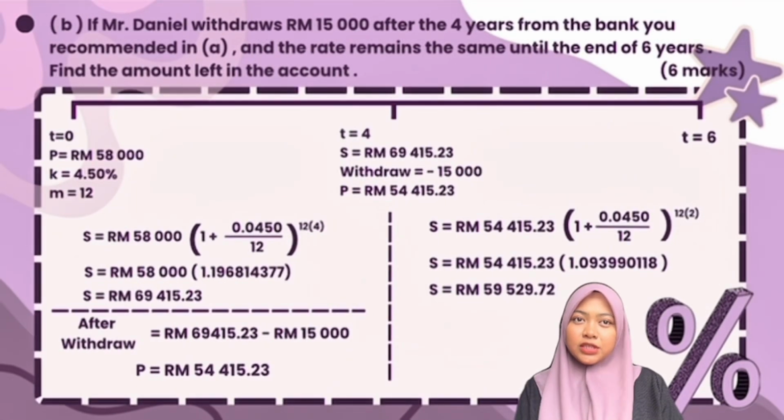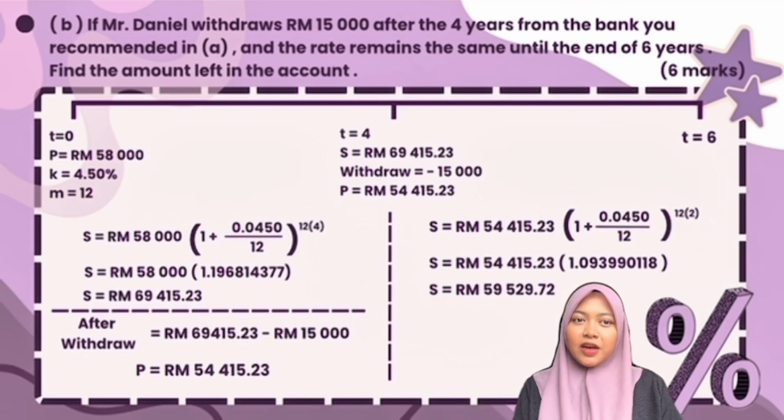Okay, for question 2 part B, we are continuing with the bank we chose earlier, which is Omega Bank. The interest rate stays the same at 4.5% compounded monthly. At first, we need to find the amount after 4 years. We still use the same formula and change the time to 4 years. So, the investment grew to about 69,415 ringgit and 23 cents. After that, Mr. Daniel withdrew 15,000 ringgit after 4 years. So, that means the new balance is 54,415 ringgit and 33 cents.